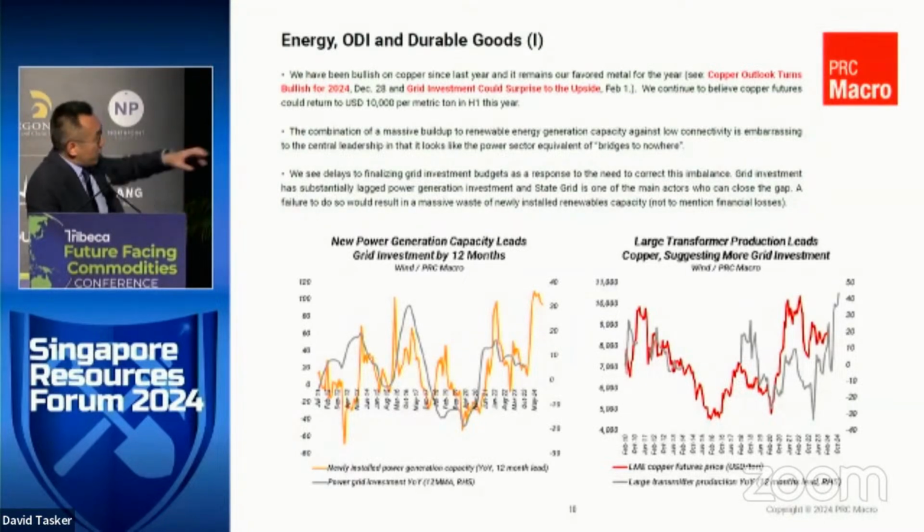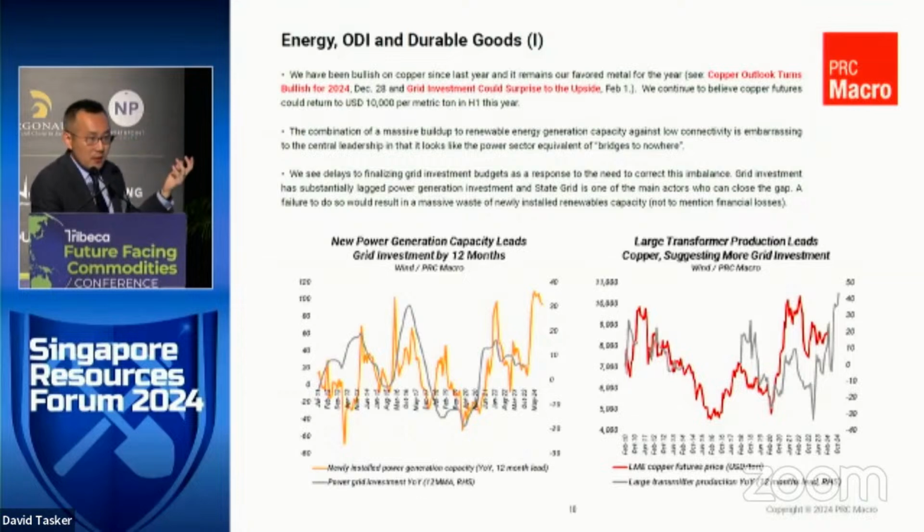If you look at the first chart, the chart on the left, that's Chinese investment in new power generation capacity. Last year it grew by 30% year over year. Think about how much we invested in the power grid last year: 5%, right? It creates a really interesting case. When I look at the chart on the right, this is copper prices versus the production of large-scale power transmitters in China. Production of large transmitters in China also leads copper prices by 12 months.